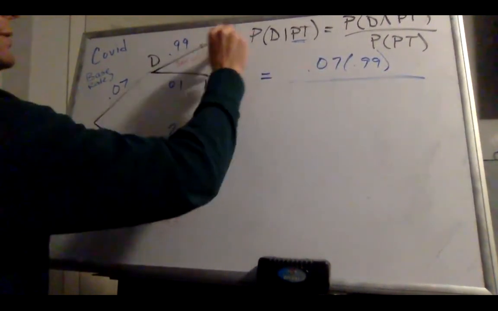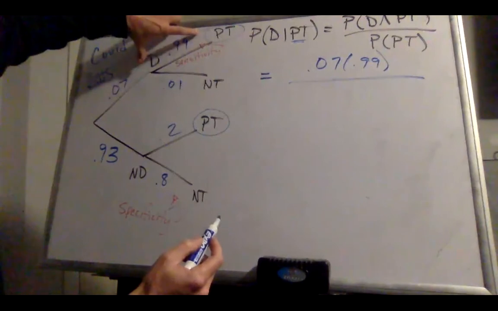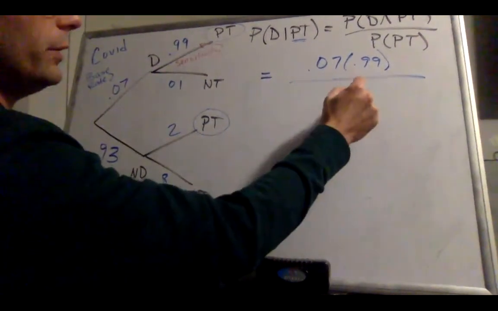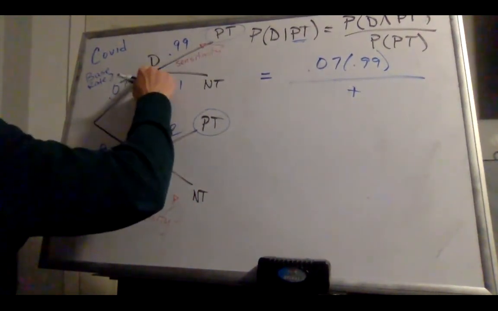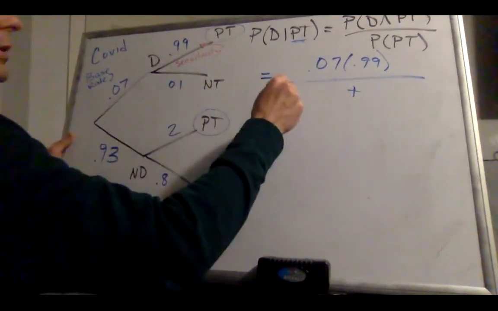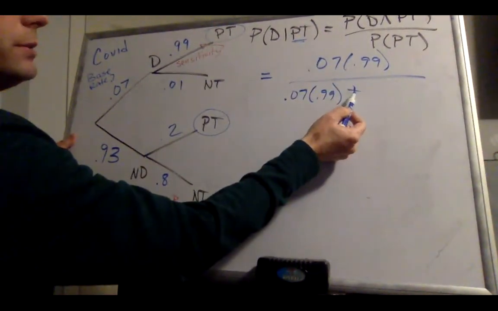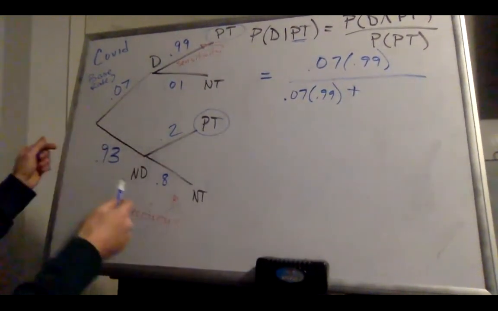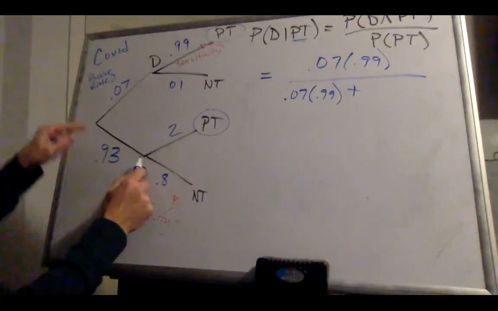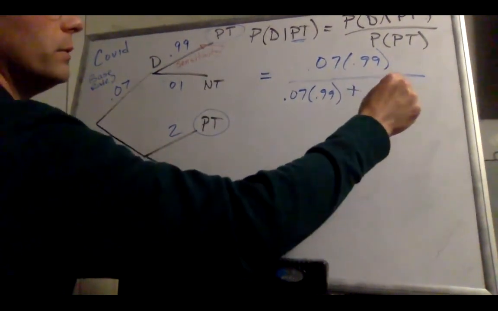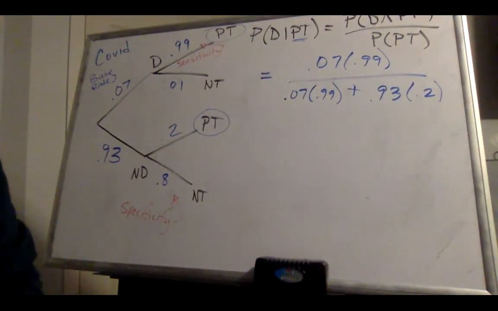But notice, you can get a positive test this way. You can also get a positive test this way. So there's this branch, and or means plus. And how do I navigate the branches? I would have to have the disease and a positive result. So I multiply those together, 0.07 times 0.99. Or means plus, there's another way to get a positive test. And that would be not having COVID and having a positive test. So that would be 0.93 times 0.2. I think I typed that into my calculator.